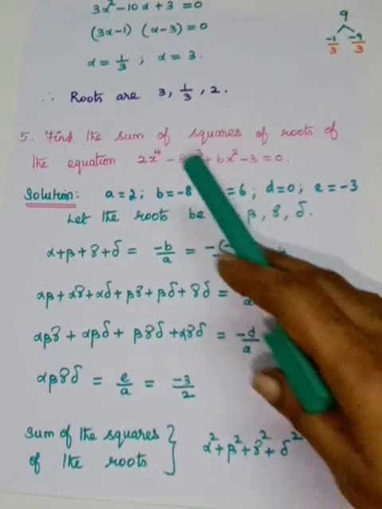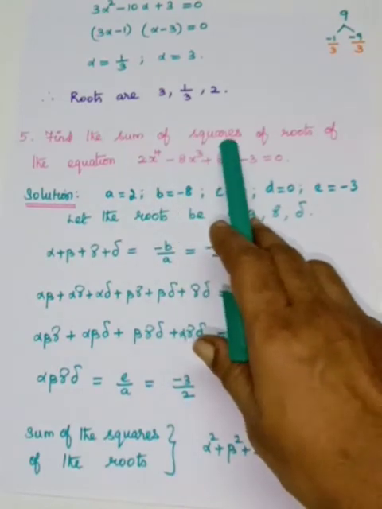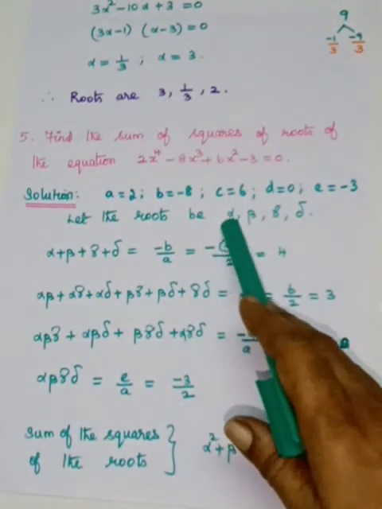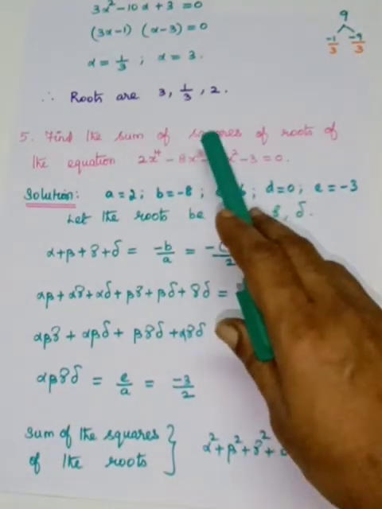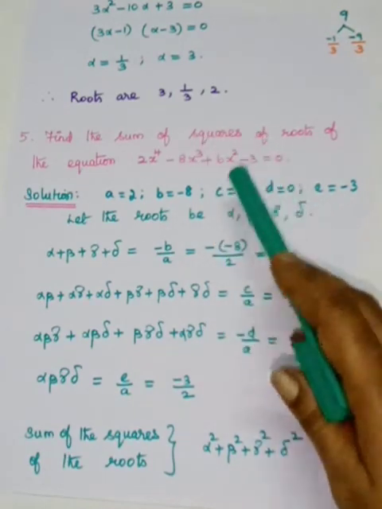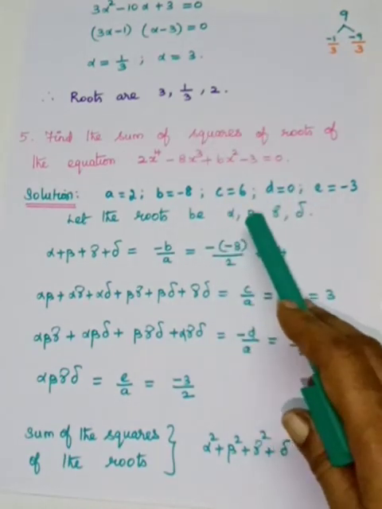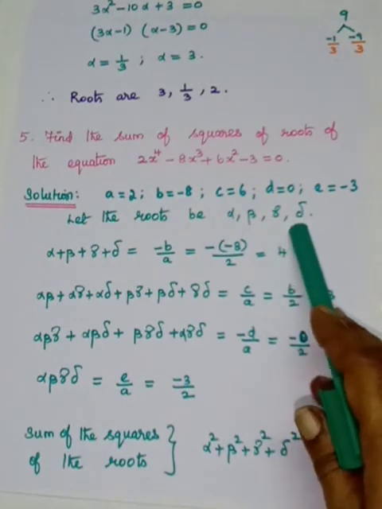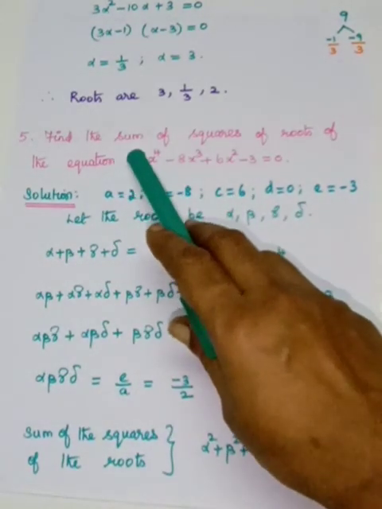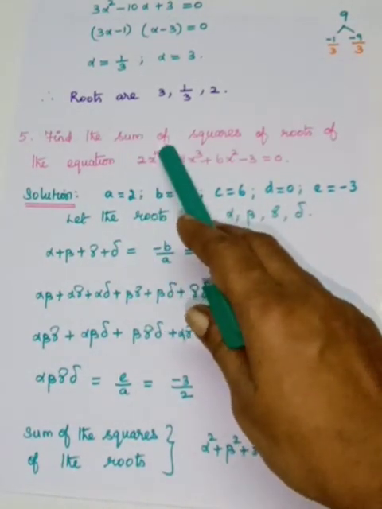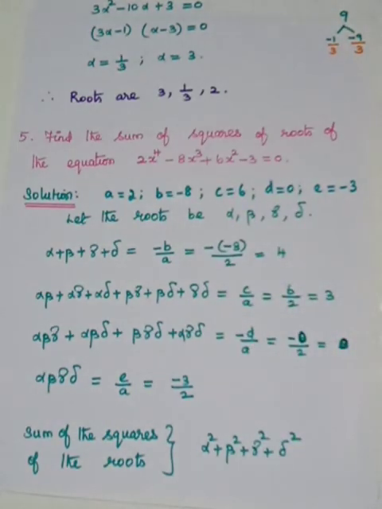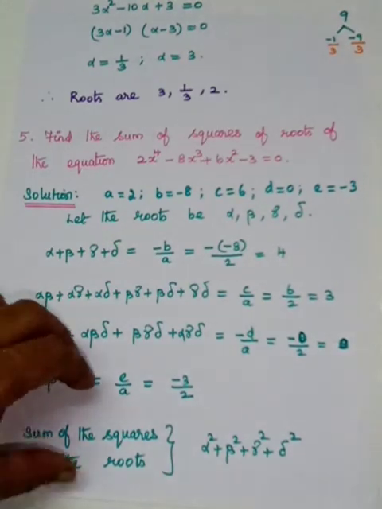Next, what is asked? Sum of the squares of the roots. What are the roots? Alpha, beta, gamma, delta. Here what is needed? Squares of the roots. So square it: alpha squared, beta squared, gamma squared and delta squared. Here what is asked is the sum, so you have to square the roots, then add them. So alpha squared plus beta squared plus gamma squared plus delta squared is asked.